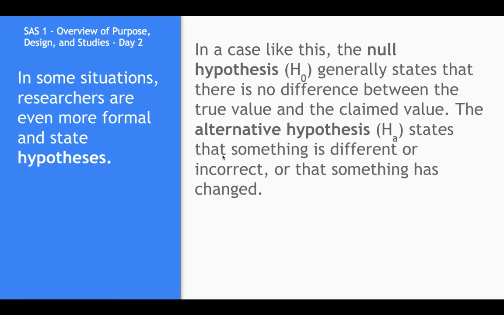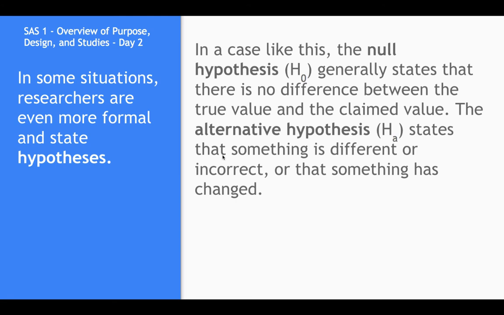Now, the alternative hypothesis, or H subscript A, states that something is different or incorrect, or that something has changed, so that the claim value is not the same as the true value. Okay, so that's important to understand. It is also very important to understand that these highlighted portions on this slide, the null hypothesis and H subscript null or 0, needs to be understood. And it needs to be able to be defined, because that will be on the test. And also the other highlighted words or phrase, alternative hypothesis, or H subscript A, that also needs to be known.